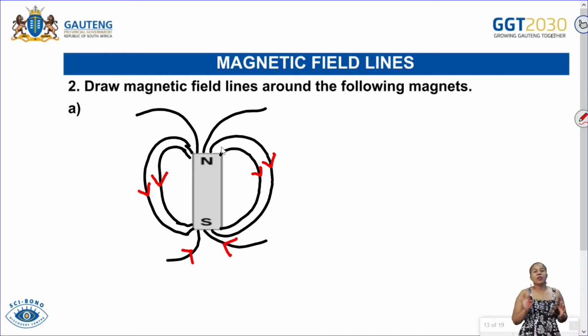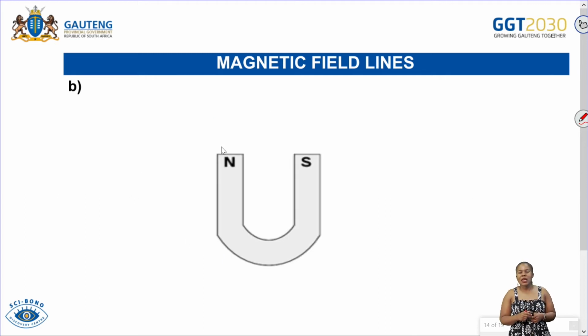And from the North Pole, they are moving away from the North Pole. So that's how you then will draw your magnetic field around this specific bar magnet. Okay, this one is a bar magnet, and we have your U-shaped, your horseshoe, and this one steel.